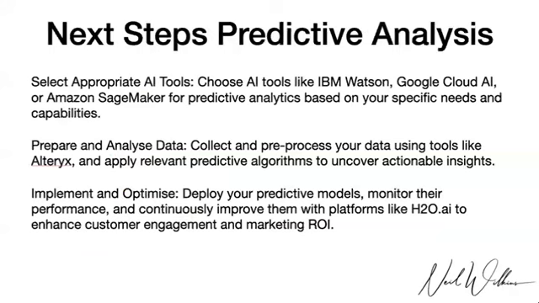So to round up, I would just give you 3 next steps of where you can now take your journey in predictive analysis to improve your marketing, sales, and ROI. Select appropriate AI tools. So choose tools like ChatGPT, IBM Watson, Google Cloud AI, or Amazon SageMaker for predictive analytics based on your specific needs and capabilities. Keep it simple to start with, don't go too deep into it, and get some quick wins so that you can build confidence and your skill at actually working with the tools.